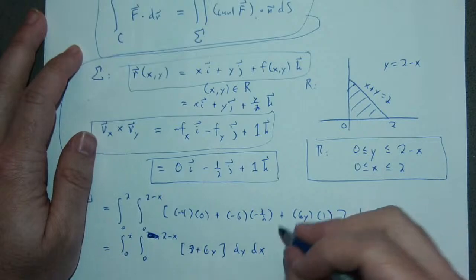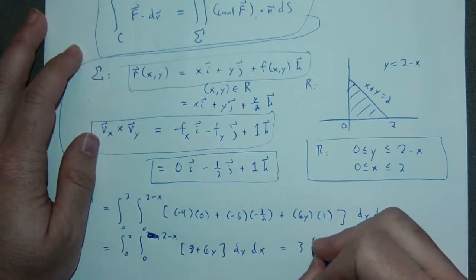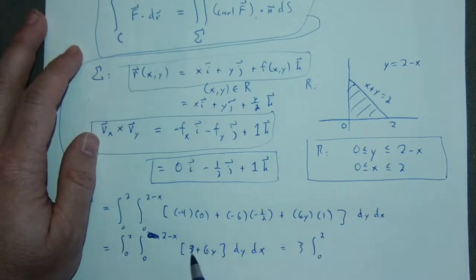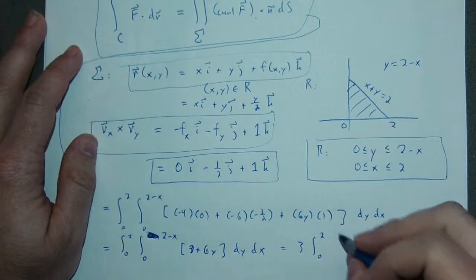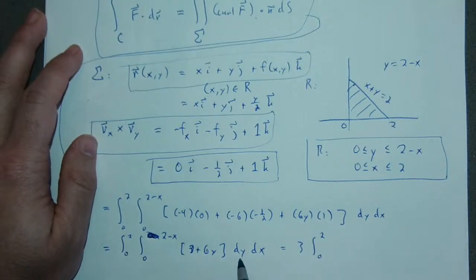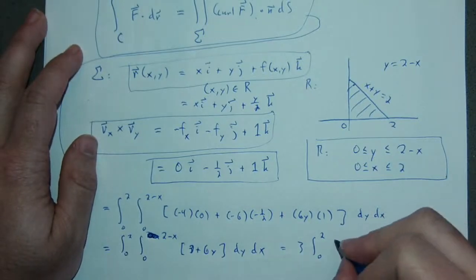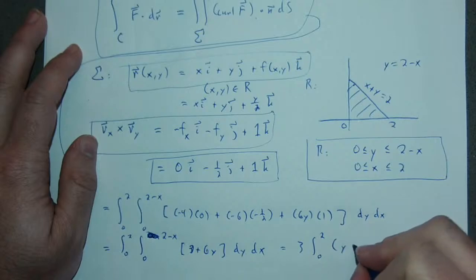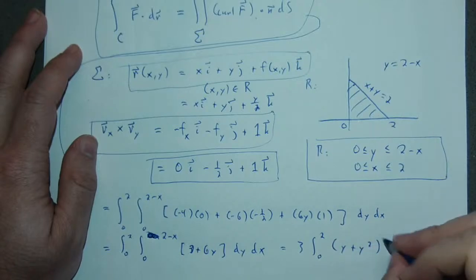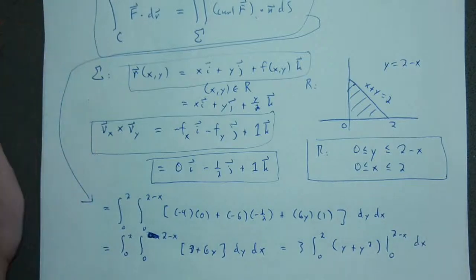I can actually factor out a 3 if you like. So this is 3 times the integral from 0 to 2. What's left behind is 1 plus 2y. What is the y integral of that? So this would be y plus y squared, right? And that's evaluated from 0 to 2 minus x dx.